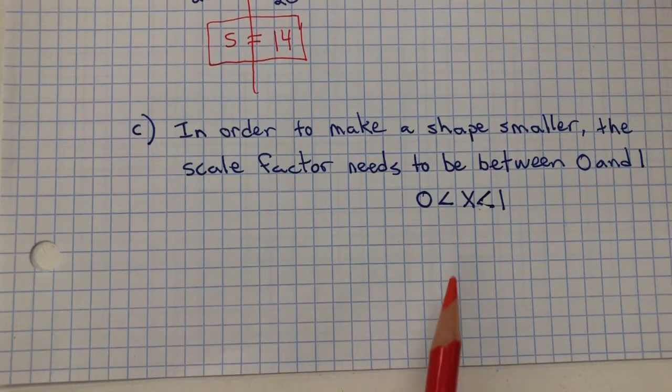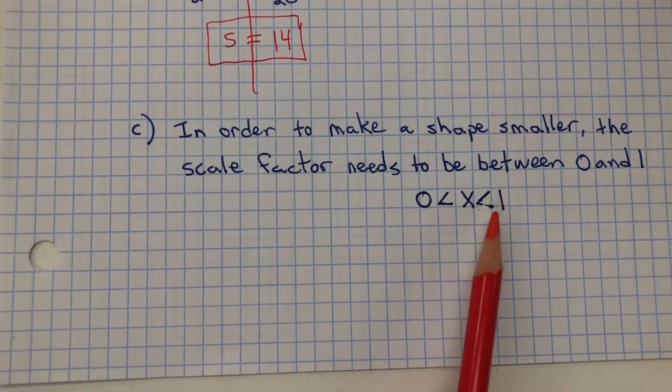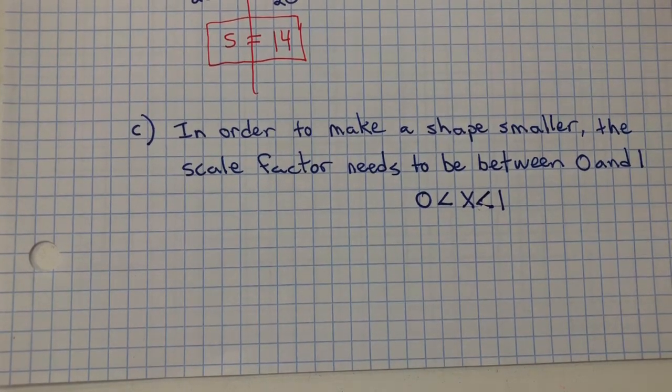So in order to make the shape smaller, the scale factor needs to be greater than 0, but less than 1.